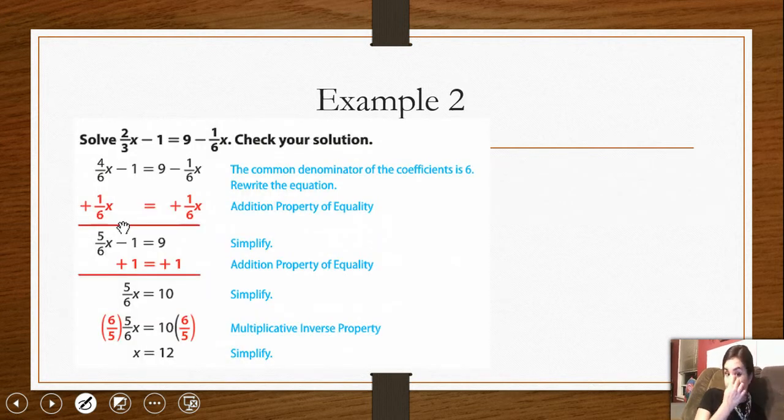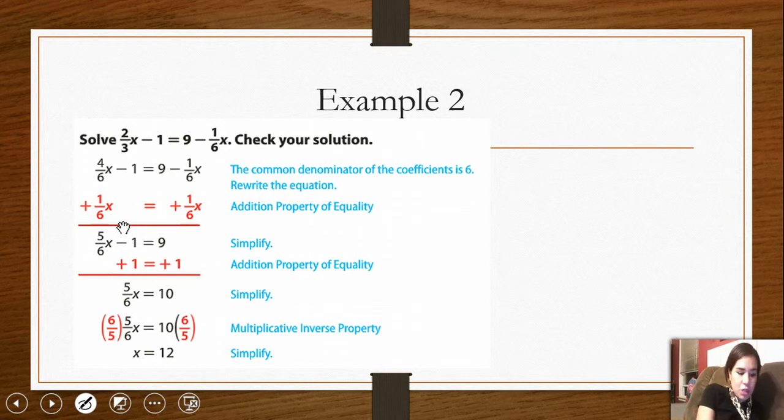Okay, let's go ahead and take a look at example 2. In example 2, they have 2/3 x minus 1 is equal to 9 minus 1/6 x. Okay, so here they start talking about finding the common denominator. Fortunately, since you guys have a calculator, you don't have to worry so much about that, okay? So let's just focus on solving here.